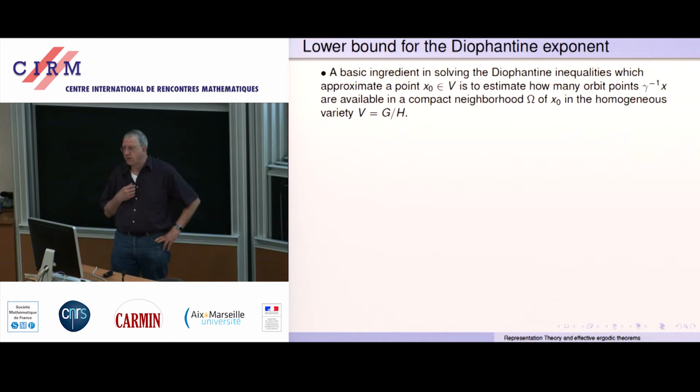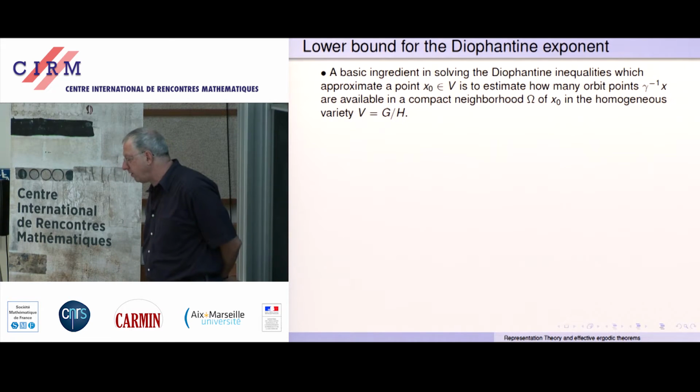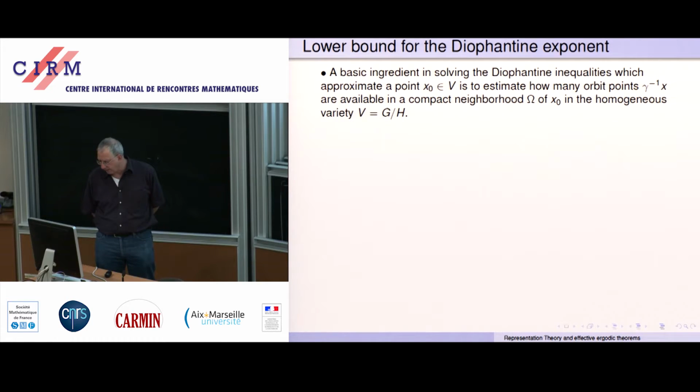So let's start with trying to establish a lower bound for the Diophantine exponent kappa. And clearly, a basic ingredient in solving the Diophantine inequalities which approximate a point x naught in V is to first estimate how many orbit points gamma inverse x are available in a compact neighborhood omega of x naught in the homogeneous variety V equals G mod H. We want to take this collection of points gamma inverse x, and in fact we want to filter them by the size of gamma, and we want to approximate a lot of other points. And the first thing you would like to say is how many orbit points are there in a given neighborhood.